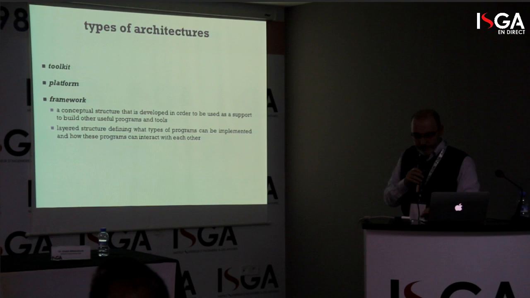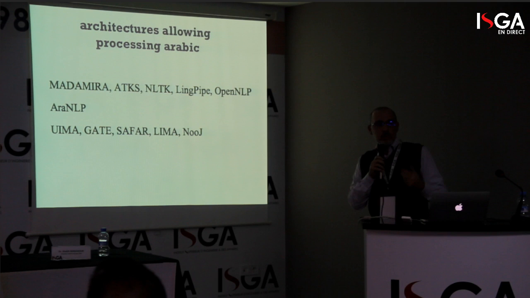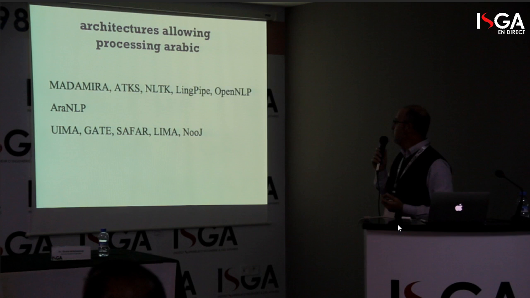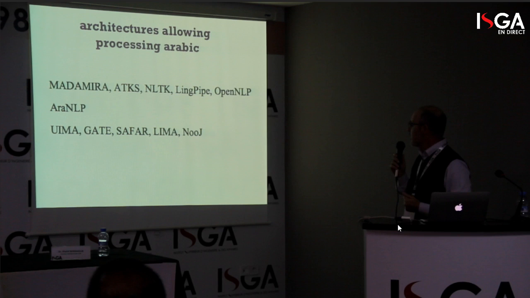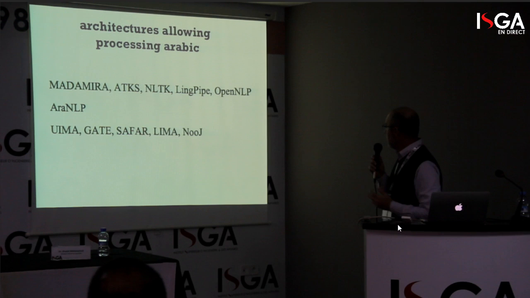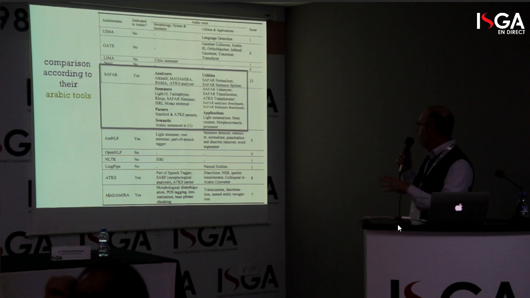Now, if you want to work with Arabic, what are the architectures that allow us to do so? You already have some of the tools, such as MADAMIRA, ATKS of Microsoft, Arabic Toolkit System, I think, NLTK, and so on and so forth. And SAFAR is among all of these. So here we need to compare and take a look at what is available. We have a comparison, in terms of Arabic tools, of what they offer.